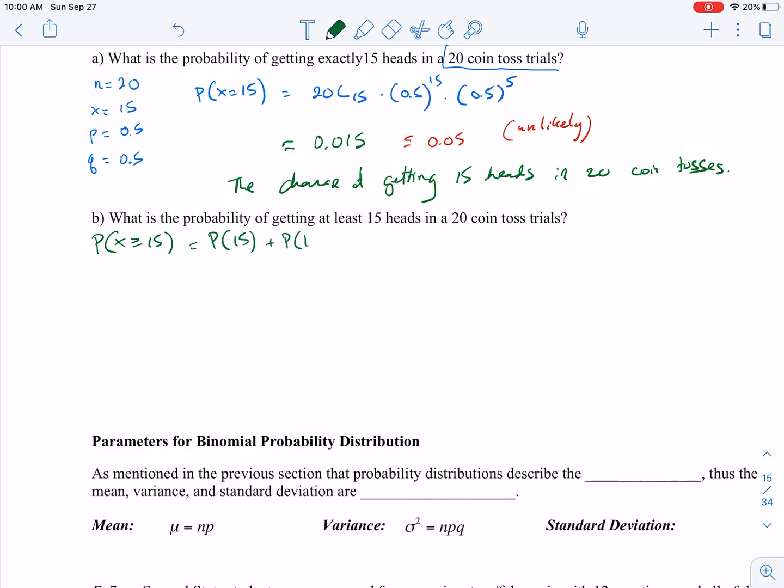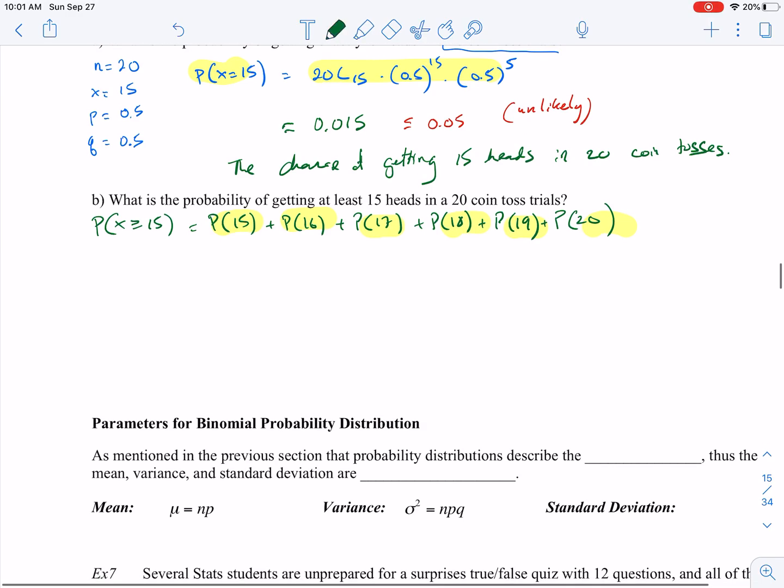So we have to add all of these probabilities here: 15, 16, 17, 18, 19, 20. So we have to add all these probabilities of getting exactly 15 or 16 or 17 or 18 or 19 or 20 heads out of 20 coin tosses. So we have to use the binomial probability formula 6 times. So that's a lot of work. So instead, we are going to use the complement rule.